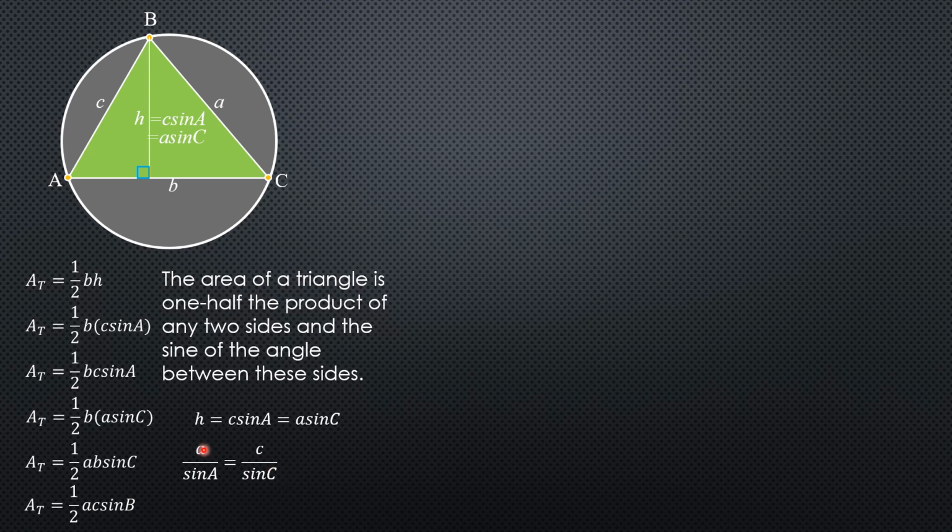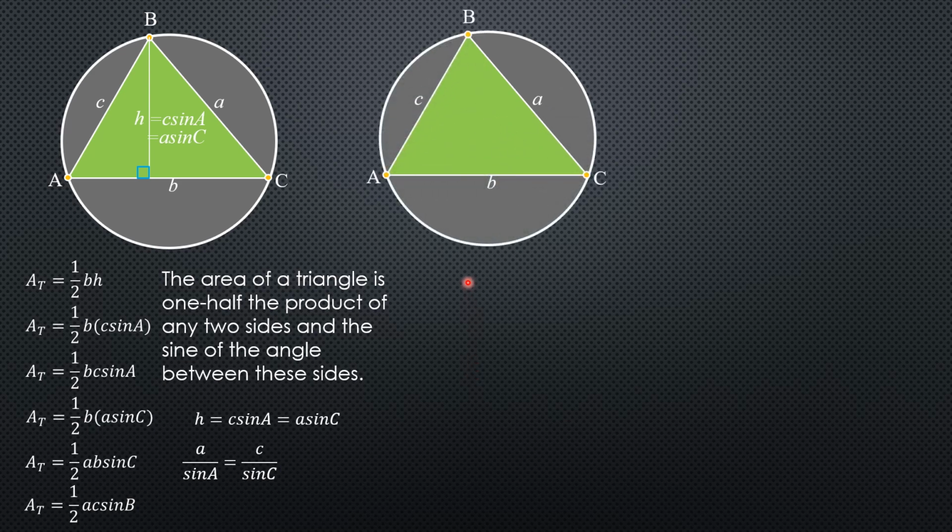So in other words, side A over sine of angle A equals side C over sine of angle C. Then by deductive reasoning later, it is also side B over sine of angle B. Now that we have formed that the area of a triangle is 1/2 the product of any two sides and the sine of the angle between these sides.